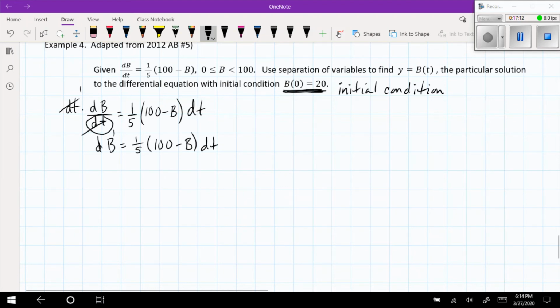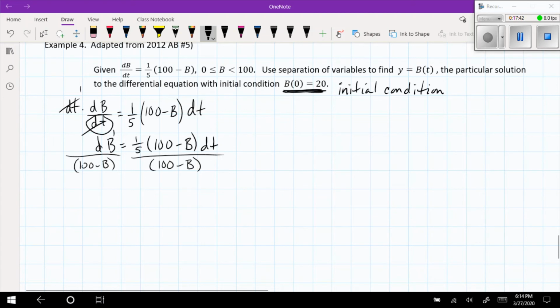So this b is embedded inside this set of parentheses with 100 minus b. I'm going to divide both sides of this equation by that factor, 100 minus b. And this is a good time to say this to you, everybody. Never add or subtract a term back or forth when you're trying to do separation of variables. It's always multiplication or division. Always, always, always. Never add and subtract.